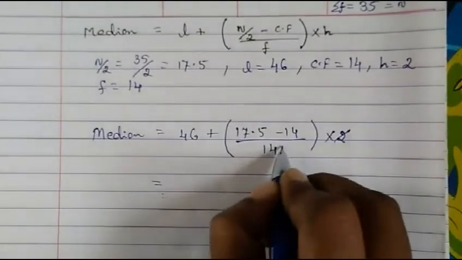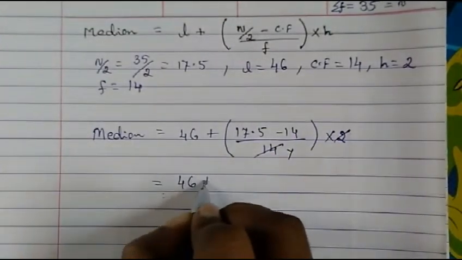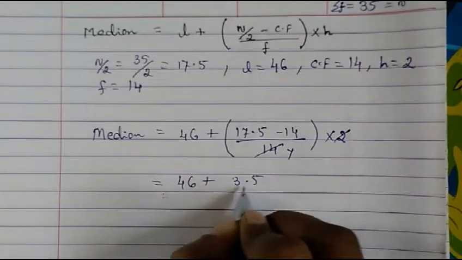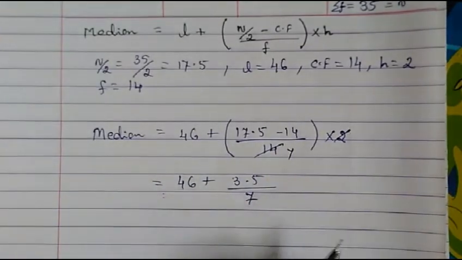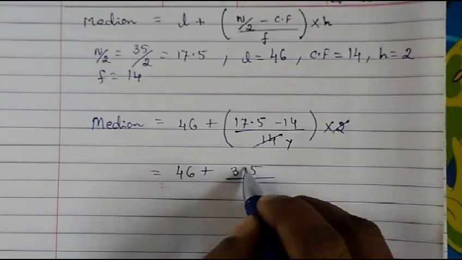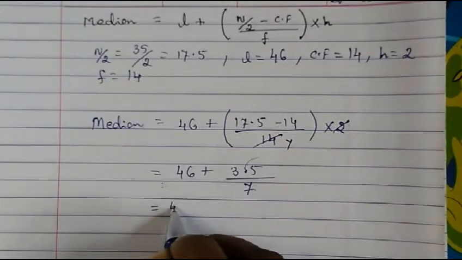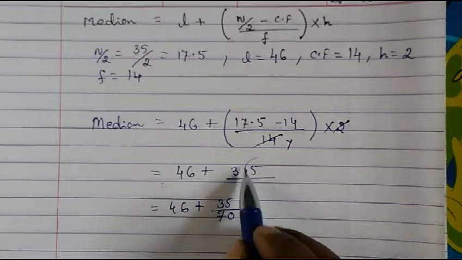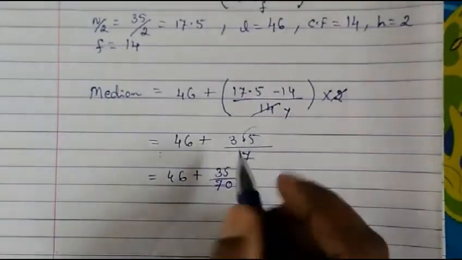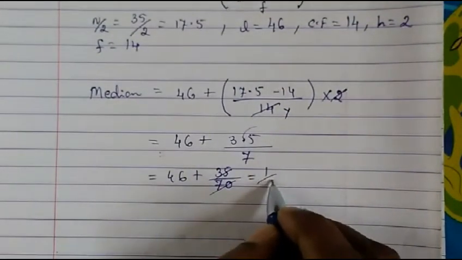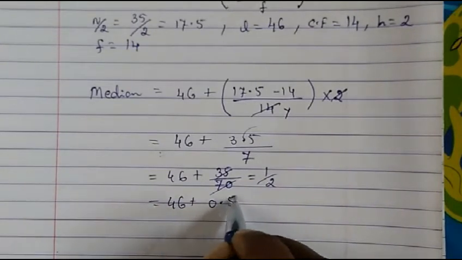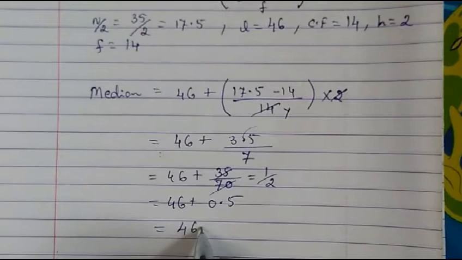So 2 over 14 times 17.5 minus 14 will give us 0.5. Now let us remove this decimal. So we will get 46 plus 3.5 times 2 over 14, which is 7 over 14. So we get 46.5, the median.